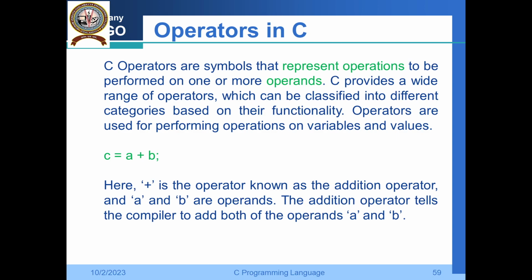Then we are going for the operations, or the operators in C. C operators are symbols that represent operations to be performed on one or more operands. C provides a wide range of operators which can be classified into different categories based on their functionality. Operators are used for performing operations on variables and values. For example, c equal to a plus b. Here the plus sign is known as the operator, and a and b are the operands. The operand is just the data on which the operation is to be done.